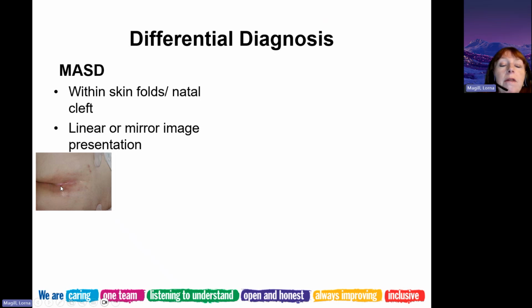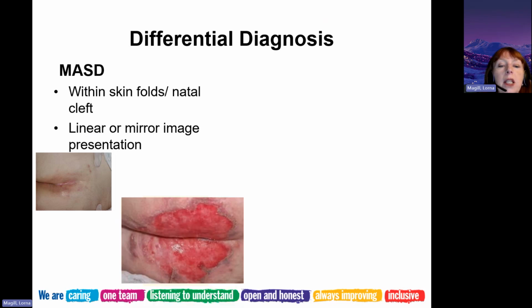So if we have a little fine line in the crease of the buttocks, it is always due to moisture and not pressure. Then we think of a butterfly with a mirror image presentation, and wounds such as this, not focused over the bony prominence, irregularly shaped, always due to moisture, not pressure.